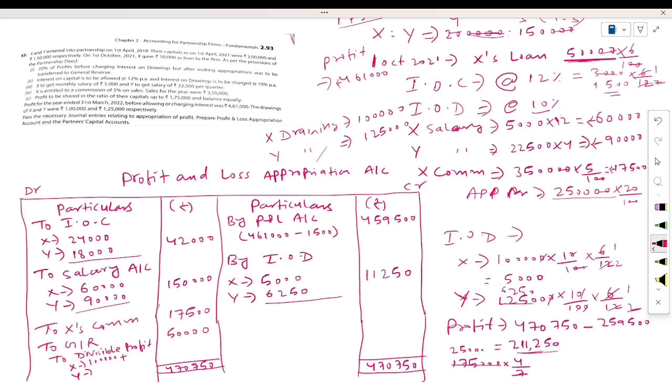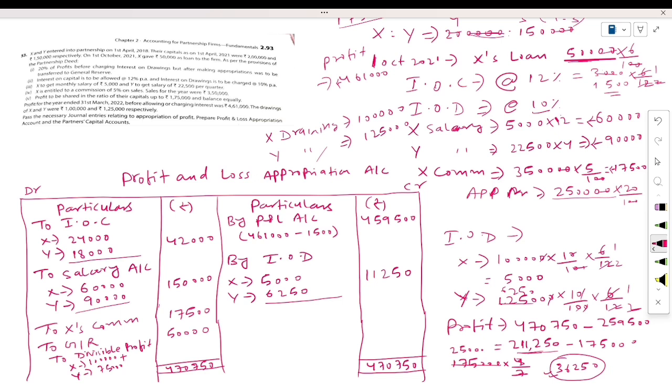and here 75,000 will be the Y profit, and the remaining balance, then how much will be the remaining balance? If we distribute 1,75,000 out of this, the remaining balance will be here 36,250. This remaining balance will be distributed equally among the partners.